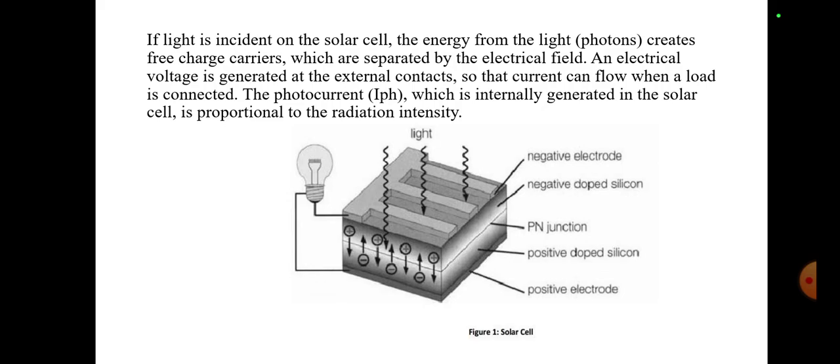If light is incident on the solar cell, the energy from the light creates free charge carriers which are separated by the electrical field. An electrical voltage is generated at the external contacts so that current can flow when a load is connected. The photo current which is internally generated in the solar cell is proportional to the radiation intensity. So this diagram shows the clear components of a solar cell.